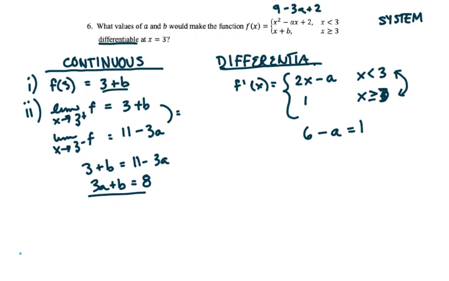Well, that's nice. This is not an ugly system. So a is equal to 5. Lovely. I can come back over here, plug 5 in for a, and 8 minus 15 is negative 7, and so those are my values. There you go. Second part of 2.6.